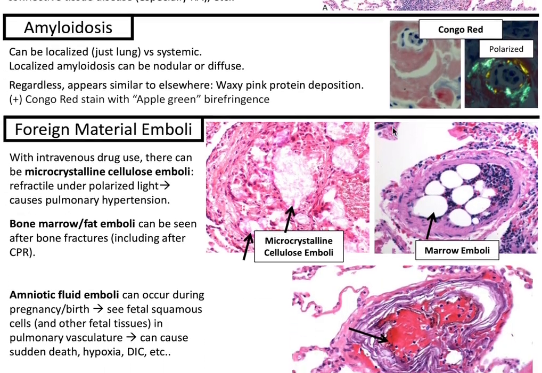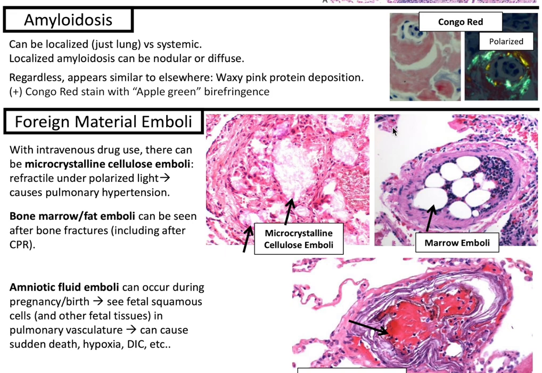Amyloidosis, it can be localized, just the lung, versus systemic. Localized amyloidosis can be nodular or diffuse. Regardless, it appears similar to elsewhere. You'll see this waxy pink protein deposition, and if you do a Congo red stain and polarize, you'll see apple green birefringence, as you can see here.